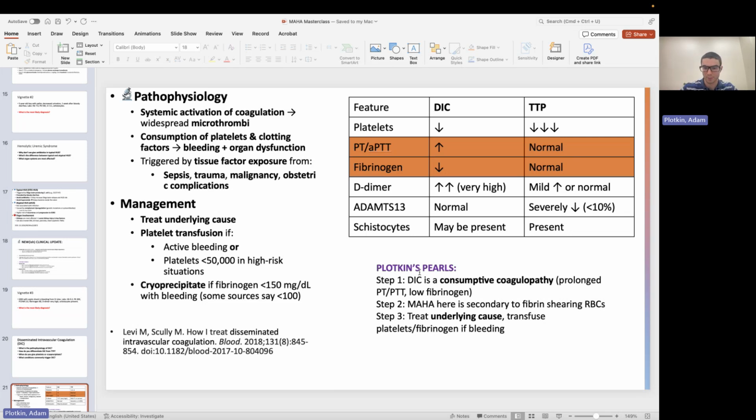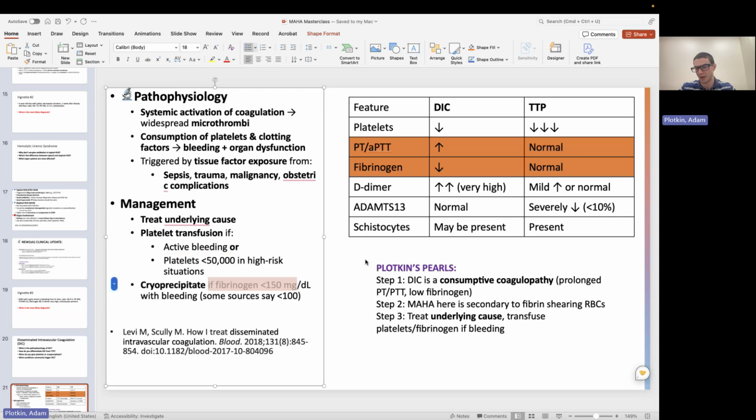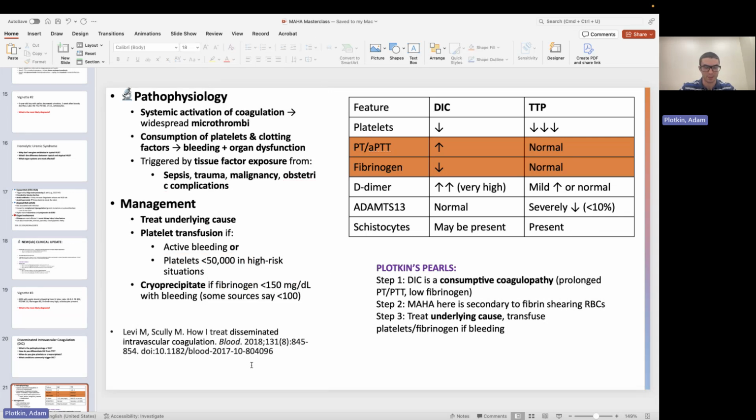I go all into it. So my pearls: DIC is a consumptive coagulopathy, so high PT, PTT, low fibrinogen. For Step 2 land, MAHA here is secondary to fibrin shearing the red blood cells. And Step 3 land, treat the underlying cause, transfuse platelets or fibrinogen if there's bleeding. So platelets usually less than 50,000, cryoprecipitate usually less than 150 or 100, depending on the source.